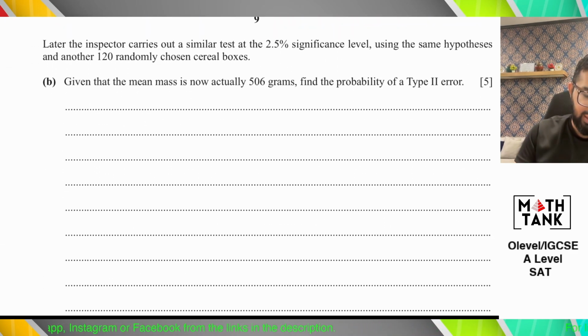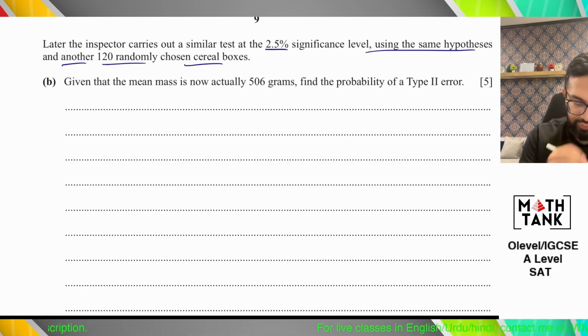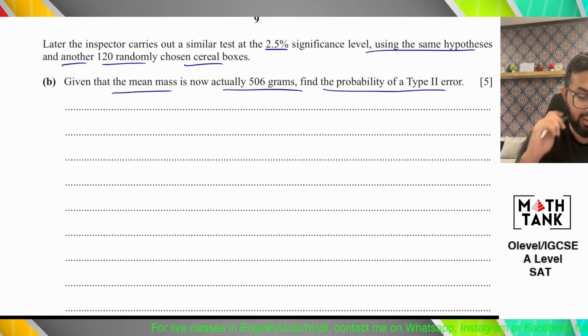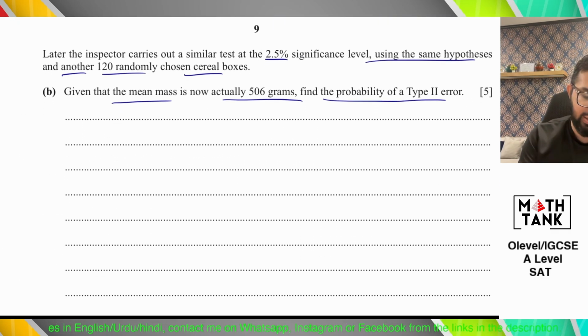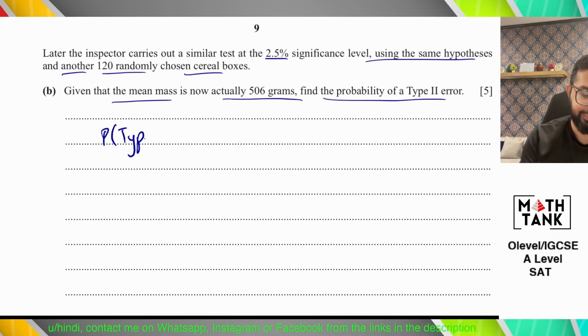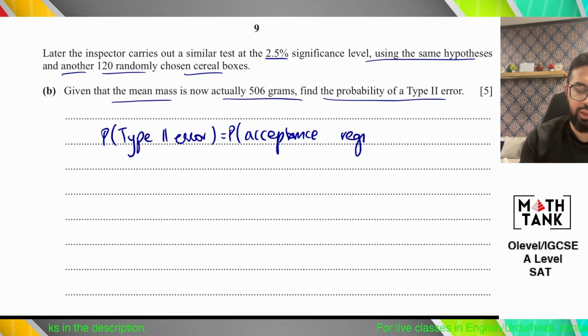Then later the inspector carries out a similar test at the 2.5% level using the same hypotheses on another 120 randomly chosen cereal boxes. Given that the mean mass is now actually 506 grams, find the probability of a type 2 error. So the probability of a type 2 error is the probability of the acceptance region, using the new mu.